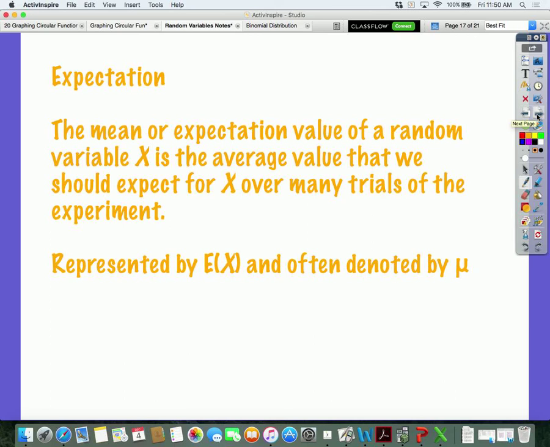Expectation. The mean or expectation value of a random variable x is the average value that we should expect for x over many trials of an experiment. That is represented by a capital E, parentheses, your random variable, and is often denoted by mu, the Greek letter mu. Both of these represent mean or expectation.